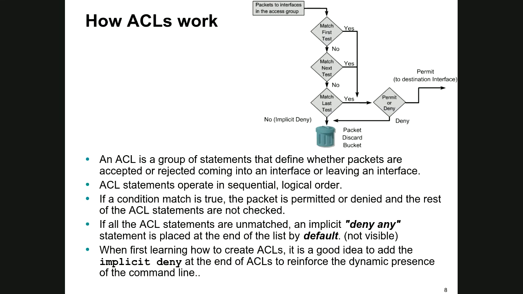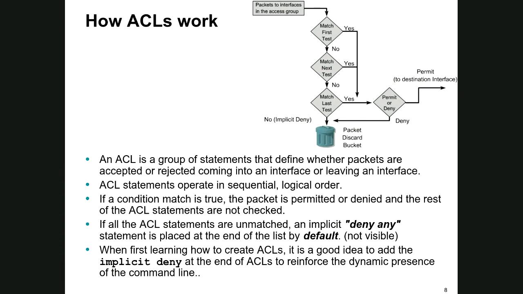Access control lists are groups of statements that define whether packets are to be accepted or rejected. We use the words permit and deny, either coming into an interface or leaving an interface. We're going to write a list of permit and deny statements, and it's going to go through these in numerical order from top to bottom. Once a statement is found that matches, meaning the IP address matches the one you specify in that statement, then that packet is either permitted or denied, and the rest of the statements on the list are not checked.